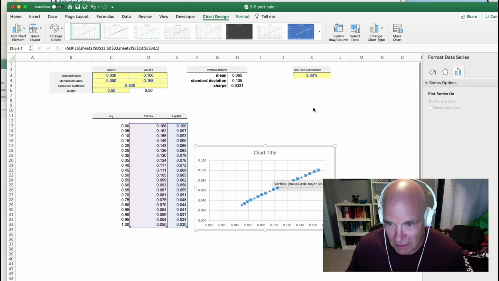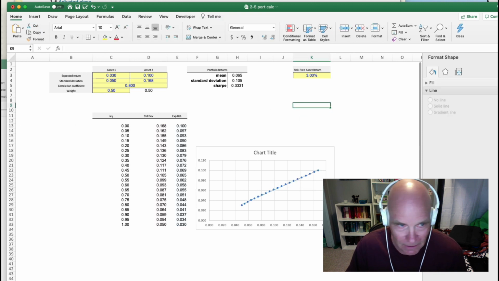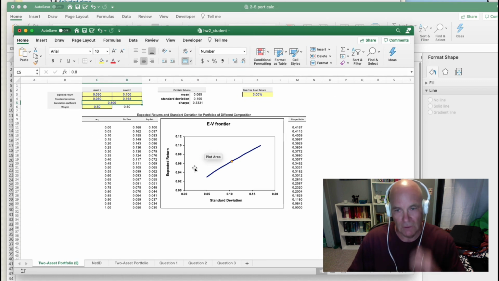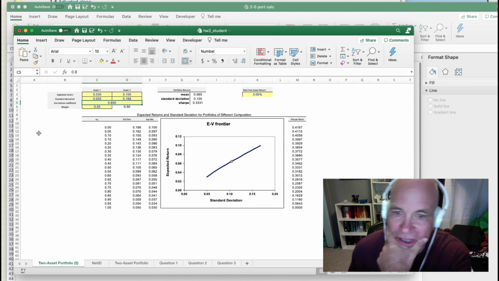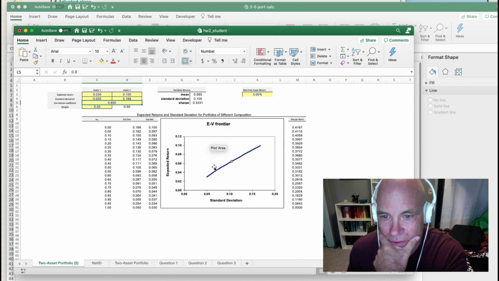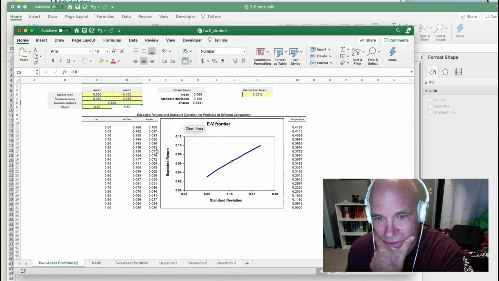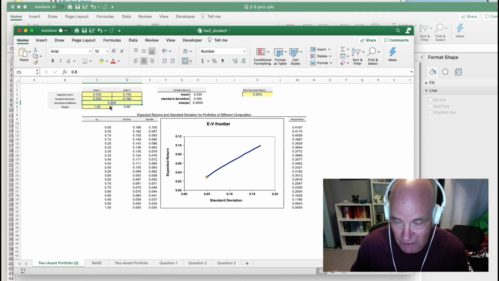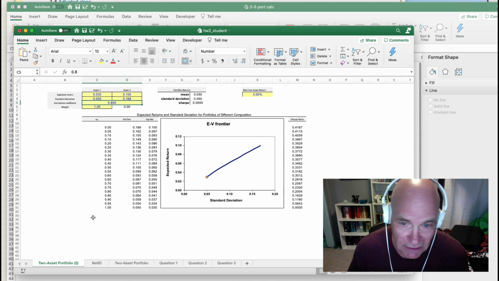All right. Now what you're going to see here is something that we actually created. This is part of your homework too. What I did is just recreate this, and now there's our EV Frontier formatted. All right, there it is. Now let me show you something. So we can do different weights here. We can do different correlation coefficients, etc. But that's how the 2-asset portfolio that's part of your homework was created.